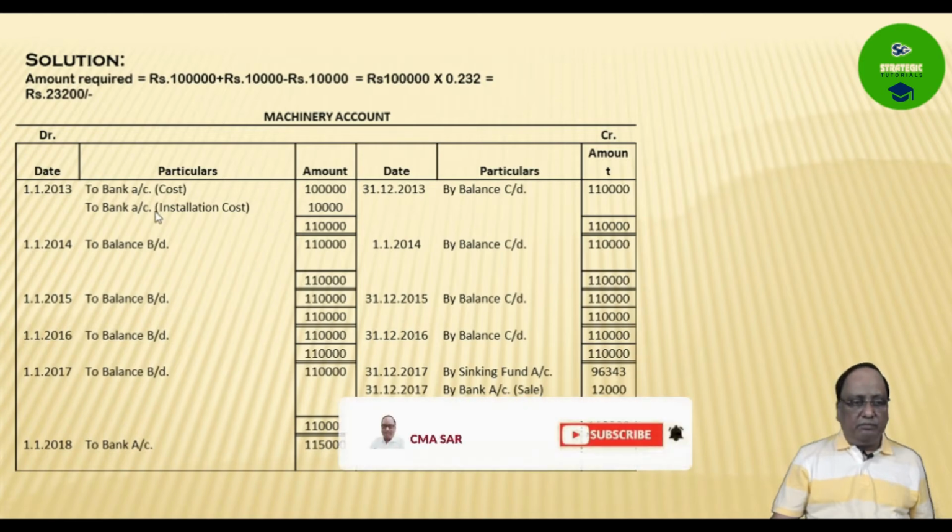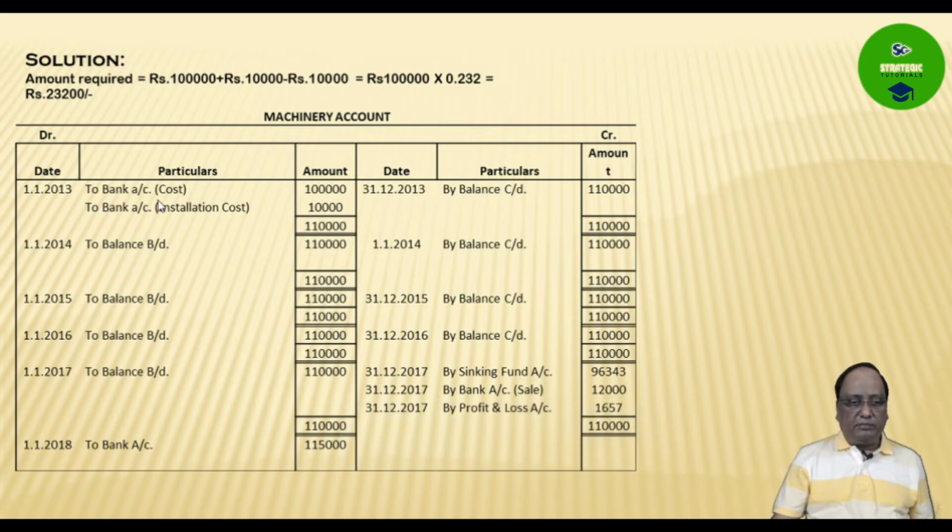So this is the machinery account. The machinery account is very simple. In the machinery account, the first entry is machinery debit to bank, that is the cost price, the purchase value of the machine, 1 lakh. That will continue, to bank installation cost 10,000. So 1 lakh 10,000 will continue as the balance every year. And I am coming back here after going to some other accounts.